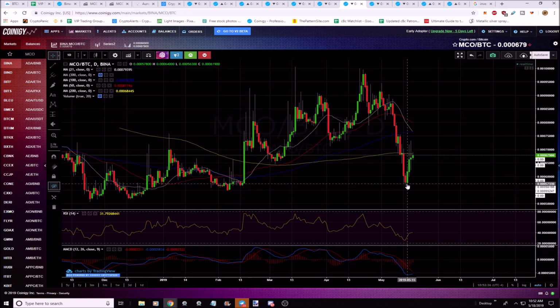And there you go, the 15th, there's your buy signal. Boom. Huge uptick in price. I'm telling you, you guys can make so much money off just these MACD crosses.